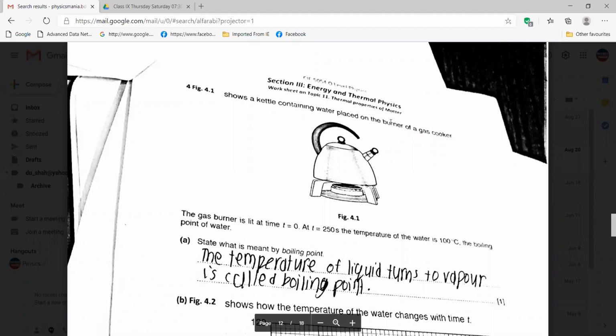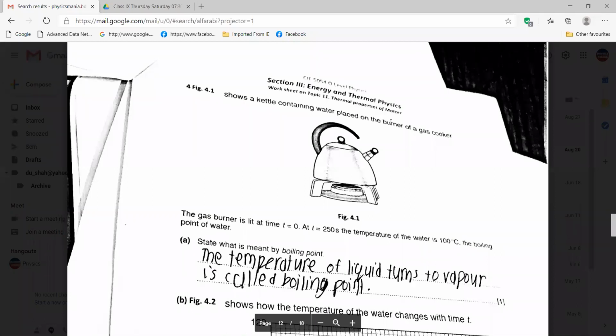Figure 4.1 shows a kettle containing water placed on the burner of a gas cooker. The gas burner is lit at time t equals 0. At 250 seconds, the temperature of the water is 100 degrees Celsius, the boiling point of water. State what is meant by boiling point.